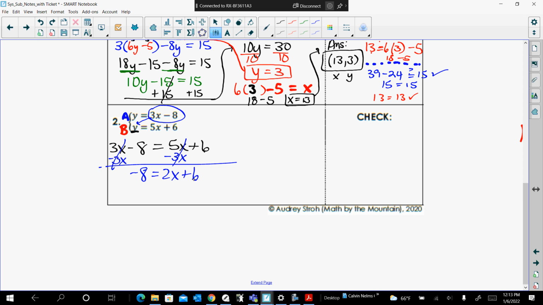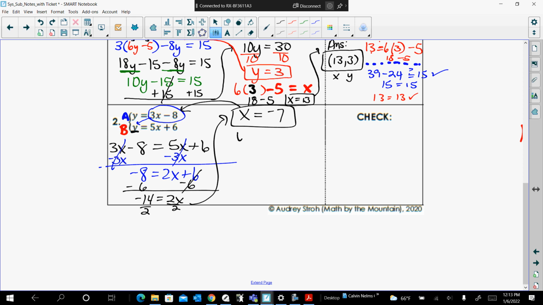All right, and what's our next step? Yeah, minus the 6. We now have negative 14 equals 2x. So what would our x equal? Yep, x equals negative 7. Take that answer and now plug it where? Back to where you circled. Okay? You take the answer, plug it back into what's in the circle.